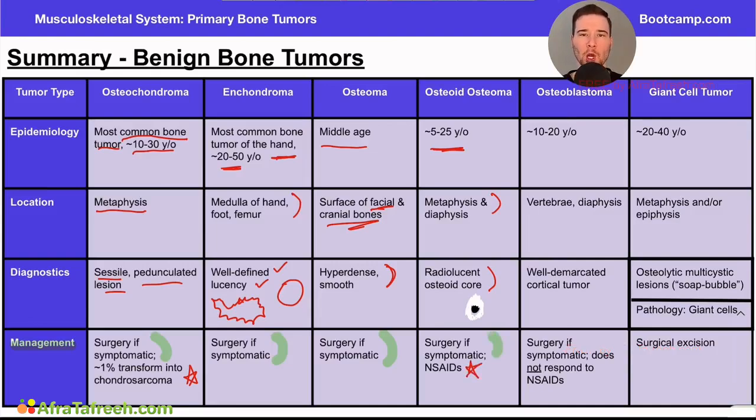Why is this so important? Question writers love to ask this particular question because it's in contrast to a very similar but different primary bone tumor. And that is the next one we're going to talk about, which is the osteoblastoma.